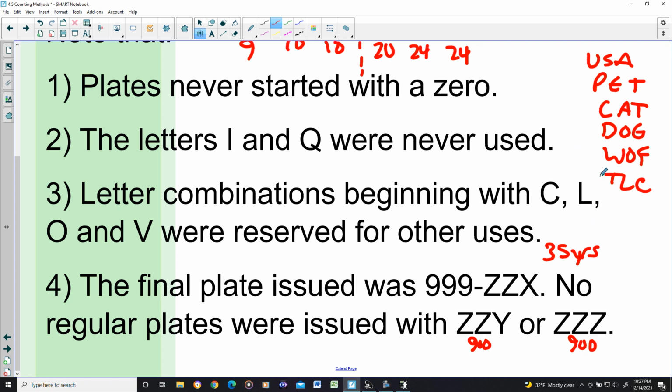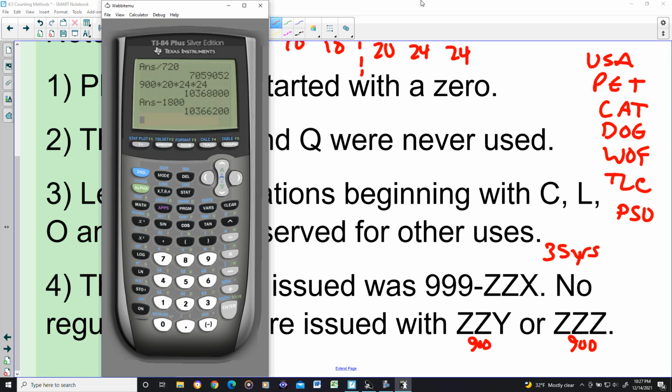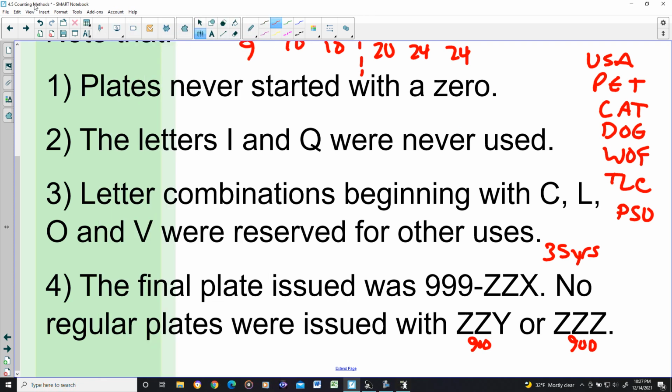Oh, what else do I know? Oh, goodness. There's tons of them. PSU, there was a special plate for people who went to Penn State. There are all these combinations. So the true number of plates that were issued randomly is actually much lower than this number. Okay, that's just food for thought, not really important to the lesson, I suppose. But I guess that just goes to show you that we can estimate how many plates there were, but we don't really have a true number.